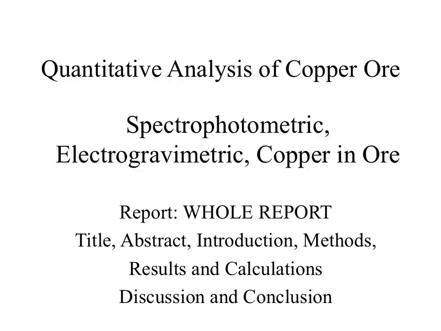The next part of this would be your abstract. What would we expect to see in the abstract? Probably all of those words again, okay? With the intent of saying that your goal of this experiment is to determine the percent copper in your sample. And you do that with two methods, the spectrophotometric method and the electrogravimetric method. Okay? What would you do then next?